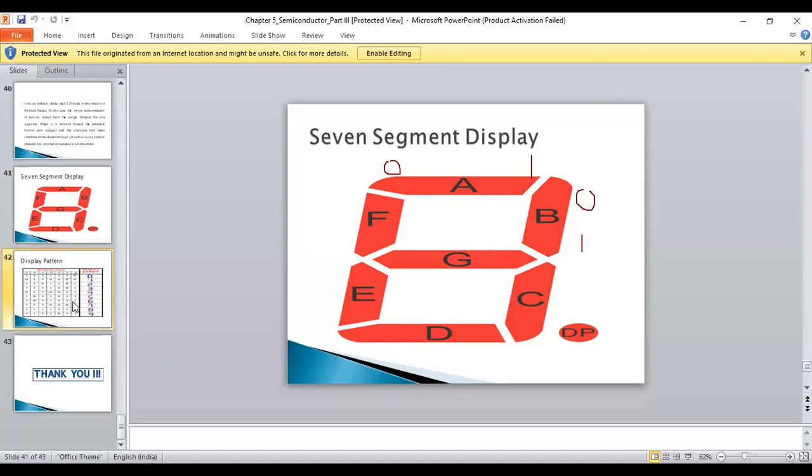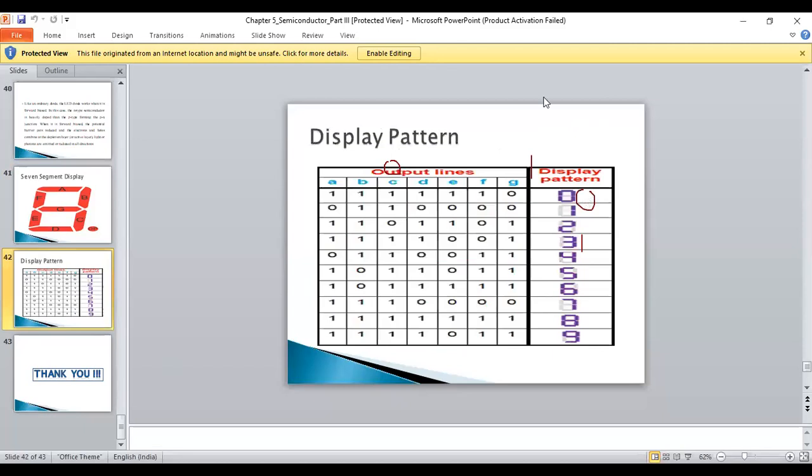So, to get the digital value 0 here, A is 1, B is 1, C is 1, D, E, F are 1, and G is 0. Only the G term we have made 0.